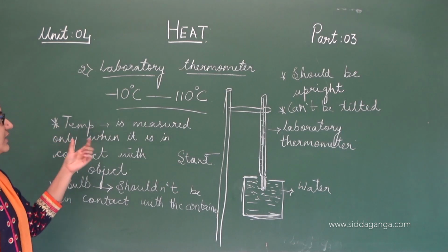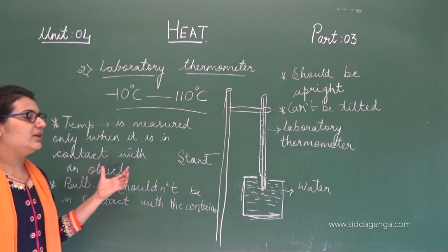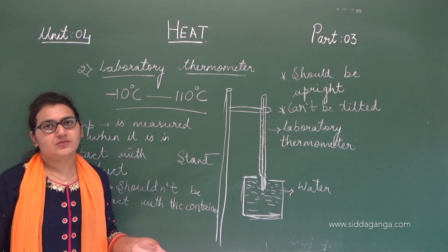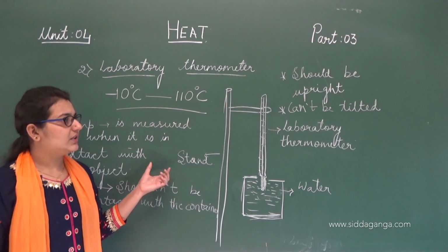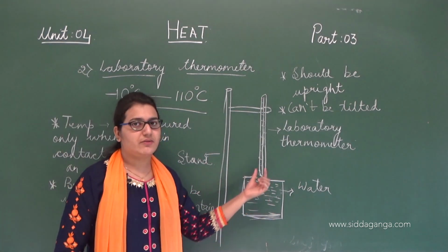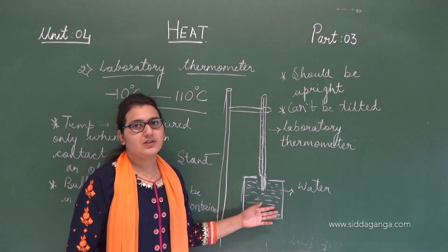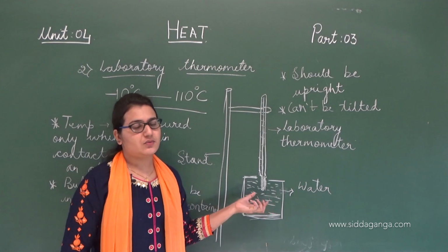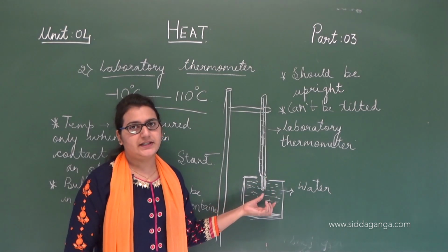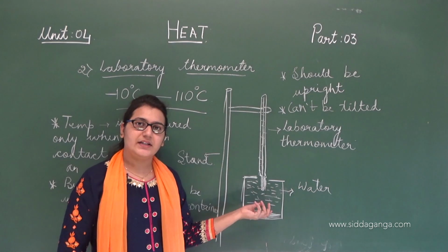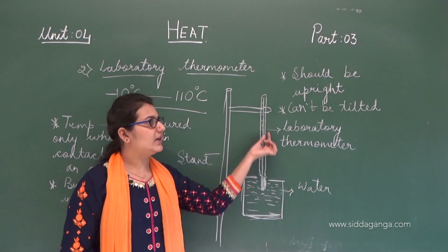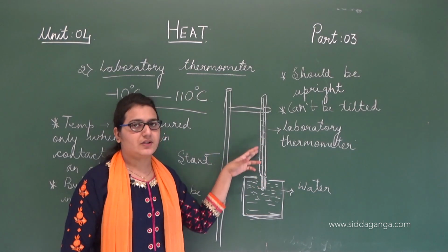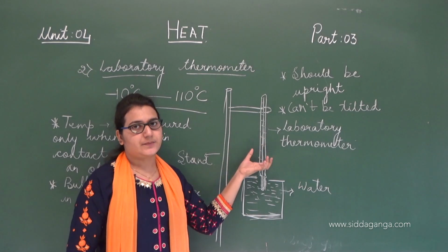The temperature is measured only when it is in contact with an object. Again the reason remains the same, because it does not have a kink. So the temperature is seen only when it is kept in the object. Soon after we keep this thermometer in the water, due to the temperature of the water, the bulb gets heated up, the mercury present in it expands, and the mercury level rises. There is a noticeable shift in the mercury, so we can see it.